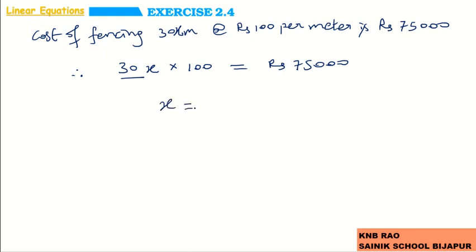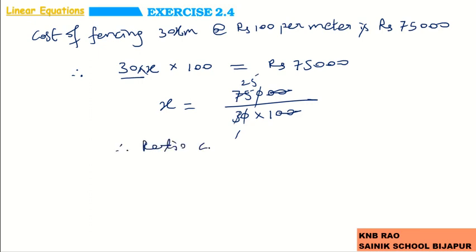Now, if you want to find x, 75,000 divided by this 30 is multiplying x as well as 100 is multiplying, they will become that side divisors. So 30 will divide as well as 100 will divide 75,000. So these two zeros will get cancelled, this 0 will get cancelled. So 3 25s are 75. Therefore, ratio constant is 25.